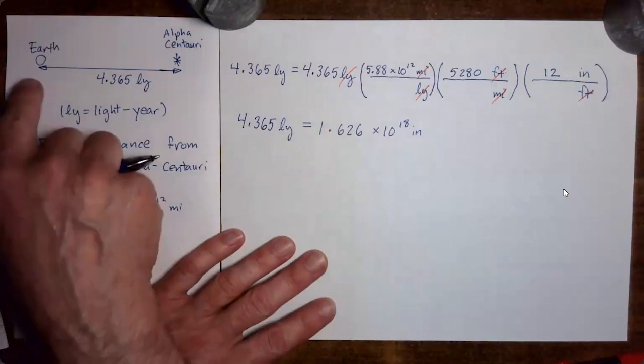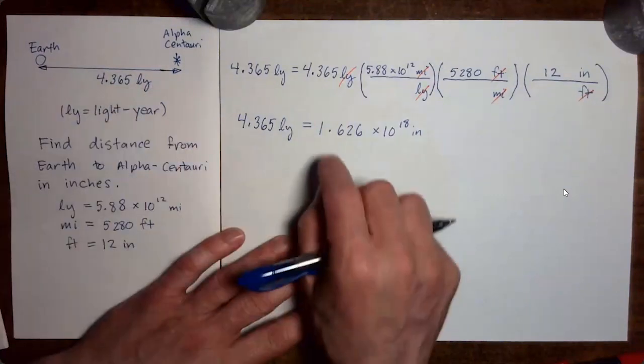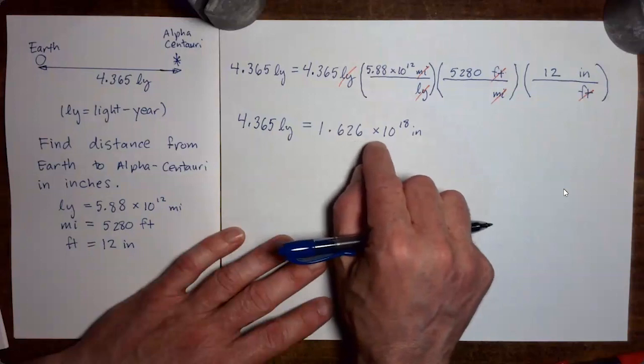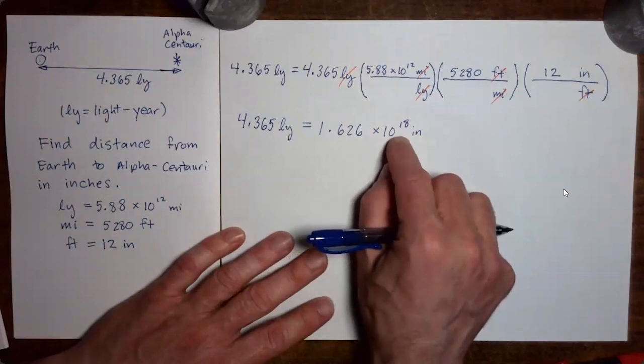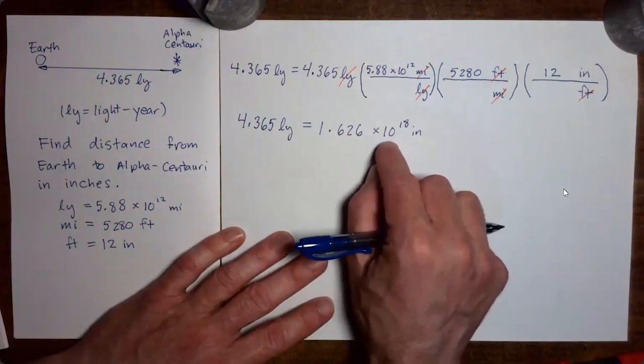So we can say that the distance from Earth to Alpha Centauri is 1.626 times 10 to the 18, or if you prefer, a billion billion inches.